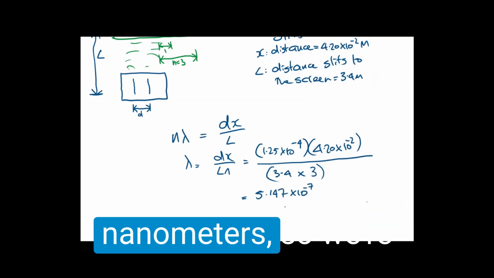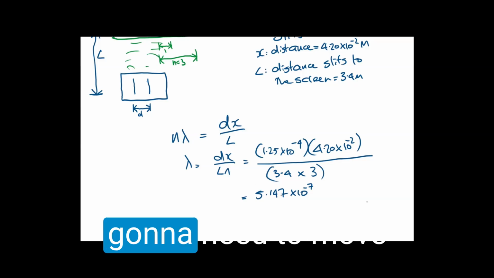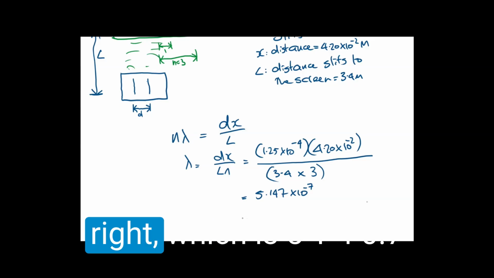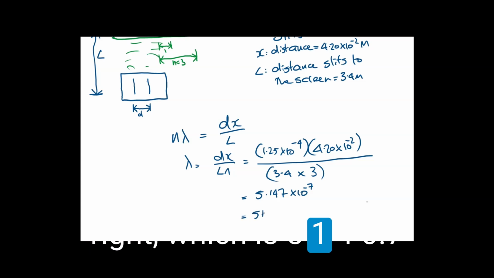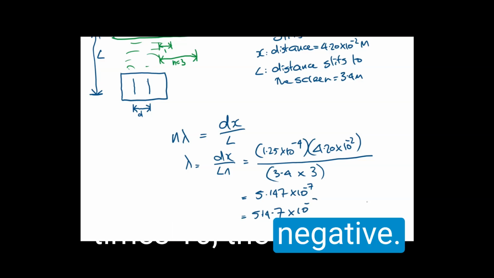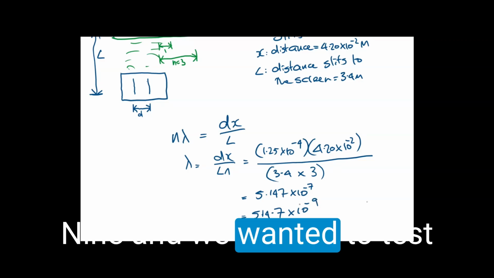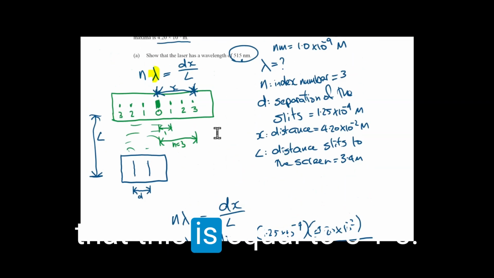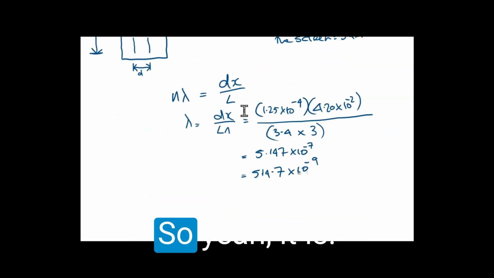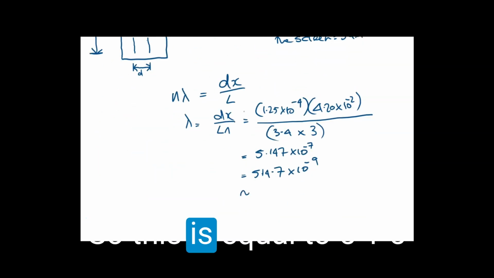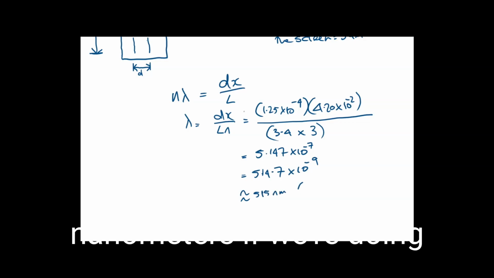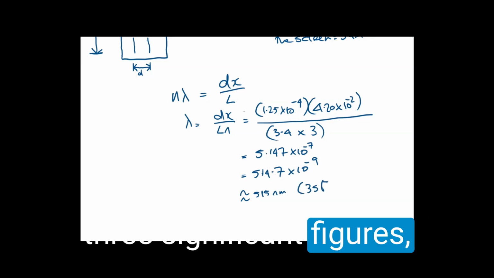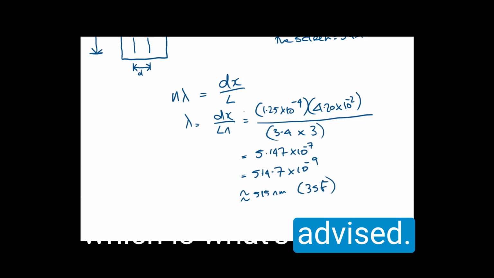Okay, but we want it in nanometers, so we're going to need to move this 2 places to the right, which is 514.7 times 10 to the negative 9. And we wanted to test that this is equal to 515. So yeah, it is. So this is equal to 515 nanometers if we're doing 3 significant figures, which is what's advised.